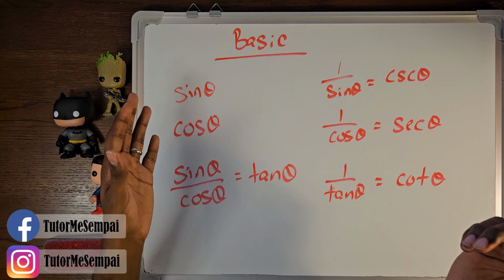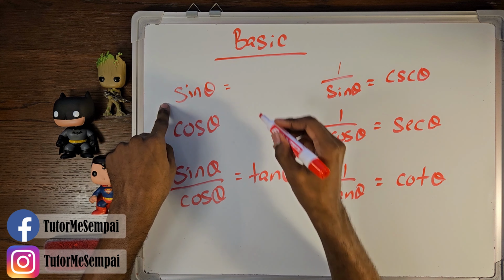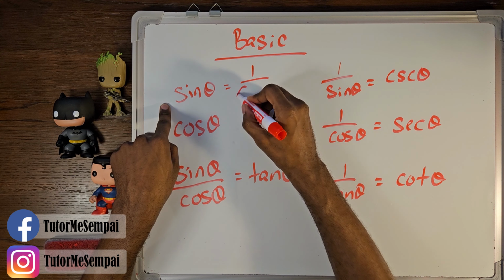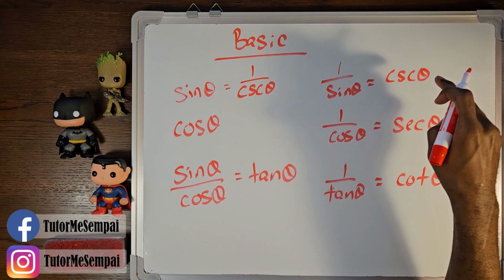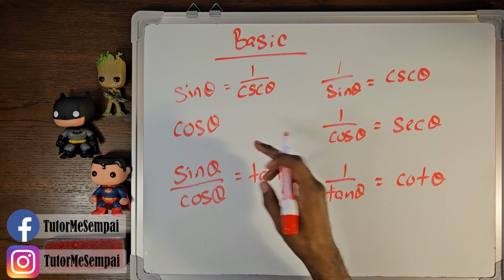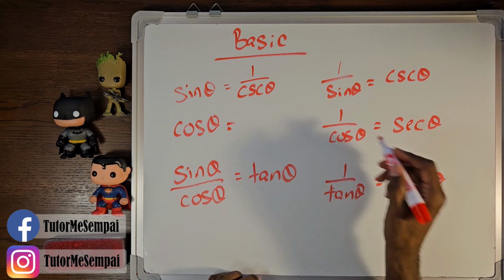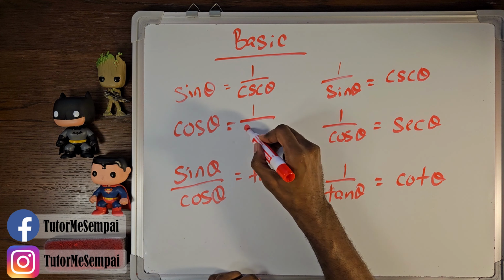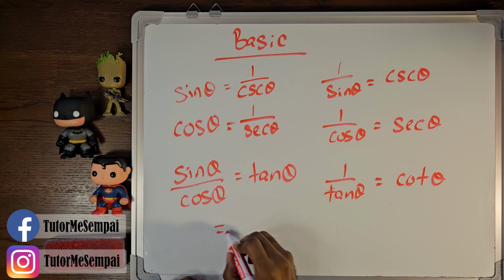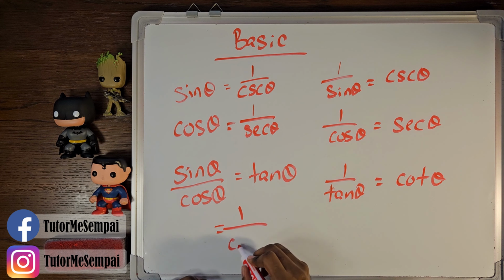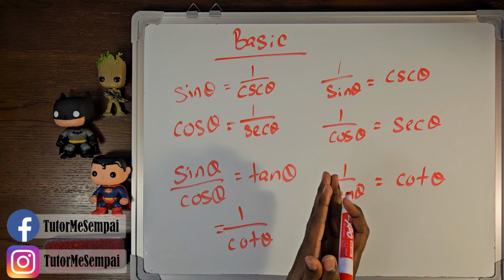And because sine is a reciprocal of cosecant, we know that sine is going to be 1 over cosecant too, right? If sine is a reciprocal of cosecant, cosecant is the reciprocal of sine. So this is another basic trig identity. And you can do the same thing for cosine, which is going to be 1 over secant theta. And of course, you do the same thing here, which is going to be 1 over cotangent theta. So these are going to be our basic trig identities.